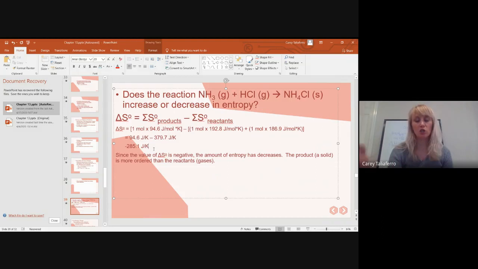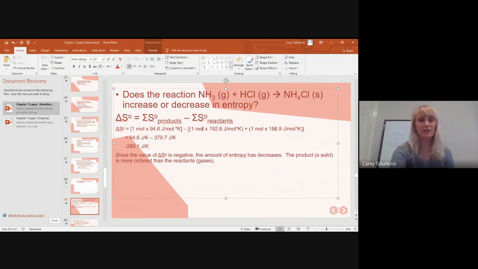But I do have 2 reactants. So I'm going to go to my table and find ammonia. Ammonia is just above ammonium chloride, and that value is 192.8 joules per mole times Kelvin. In my balanced equation there's a 1 understood, so my 1 mole cancels out my mole, and I'm left with 192.8 joules per Kelvin. Then I'm going to do the same thing and look up hydrochloric acid, HCl. That's on the first page, towards the bottom, 186.9 joules per mole times Kelvin. So I'm going to add 192.8 plus 186.9, and I get 379.7 for the reactants.